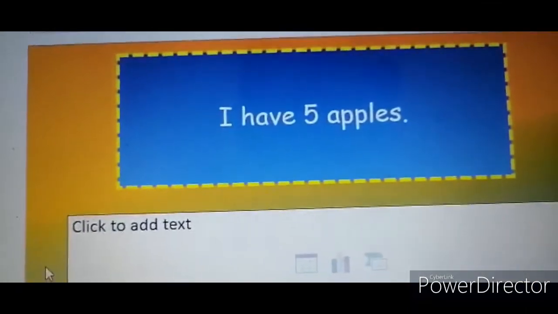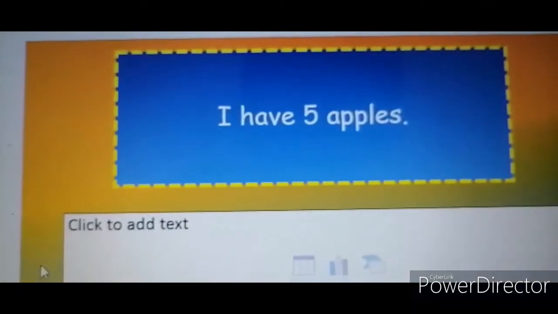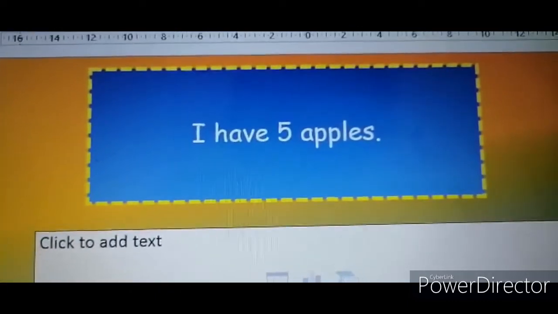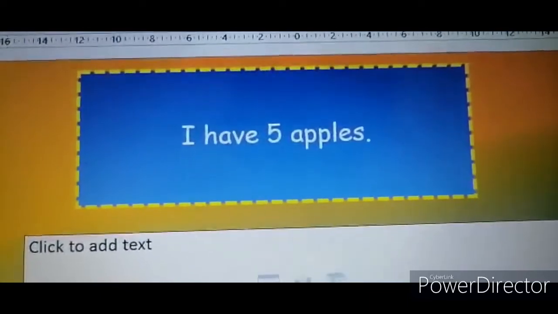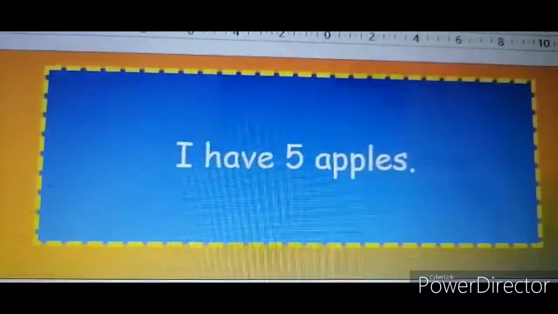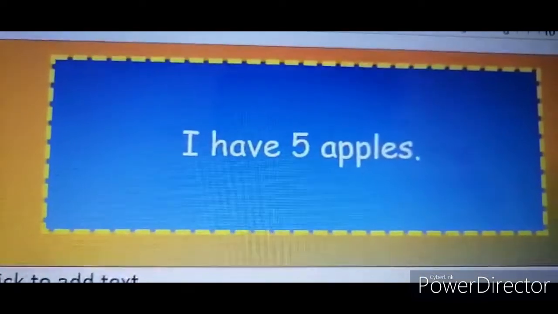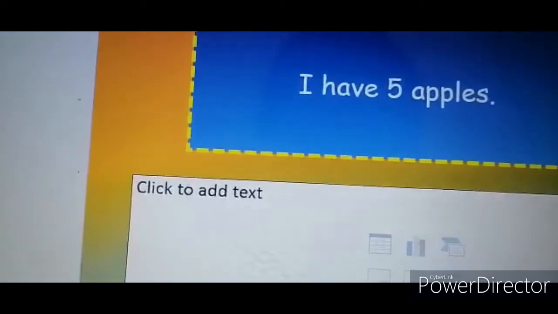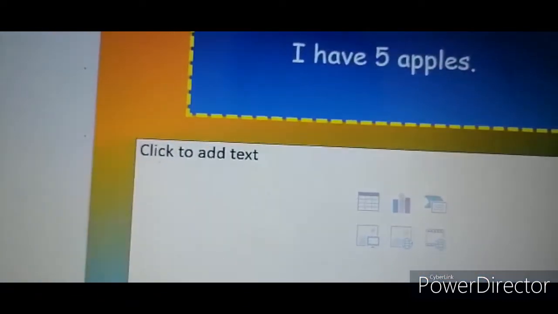Let's go through these examples. Here we have the sentence, I have 5 apples. Between each word there are spaces. So let's do it. We will write the sentence again below. Here, I have 5 apples.